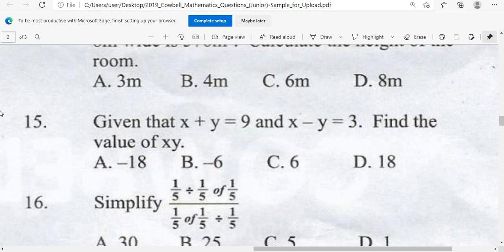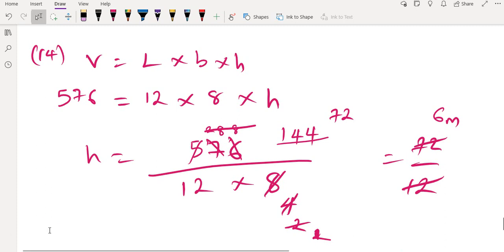Okay, number 15, please. One minute, one minute. Yes, sir. Time up, what's the answer? Yes, it's 80. Read the question, please.